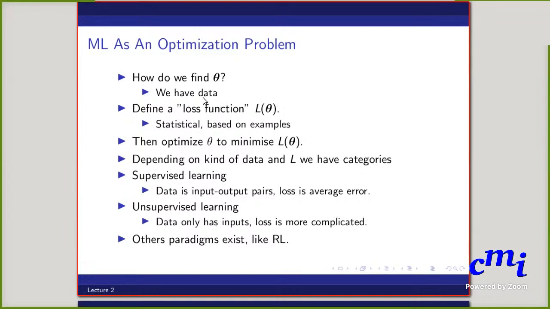The idea is that we have a bunch of data, and we can express finding theta as an optimization problem based on all of the data that we have. So what we will do is define something that we call a loss function. This loss function is going to be based on some statistical principles, and it's also going to be based on the data, the examples that we have.